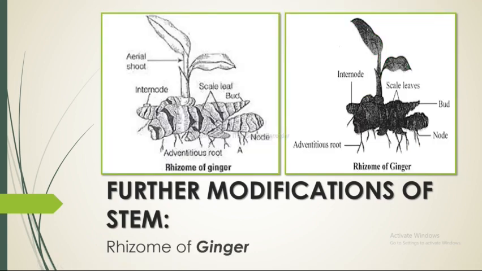Further modifications of the stem. So this is the rhizome of ginger. In the first figure, you can see that this is the aerial shoot. This is the internode. These are scale leaves. This is the bud. This is the node. And these are adventitious roots. In the second figure, you can see this is the internode. These are scale leaves, bud, node, and adventitious roots as shown in the figure.